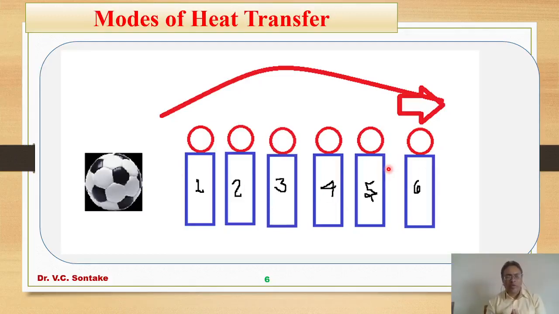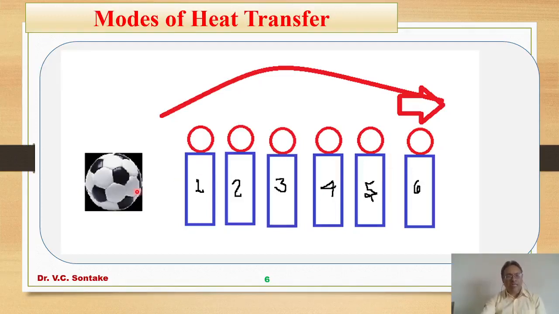So mode 1 of transferring the football, or heat, corresponds to the conduction mode of heat transfer. Mode 2 of transferring the football corresponds to the convection mode of heat transfer, and mode 3 of transferring the football corresponds to the radiation mode of heat transfer. So this way you can understand.